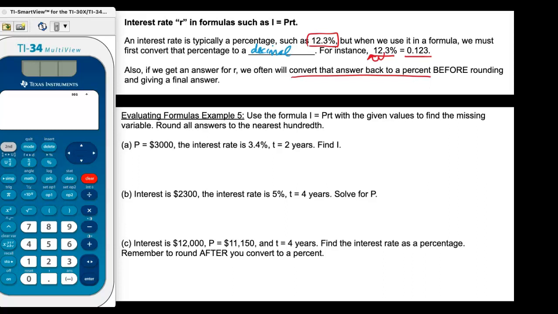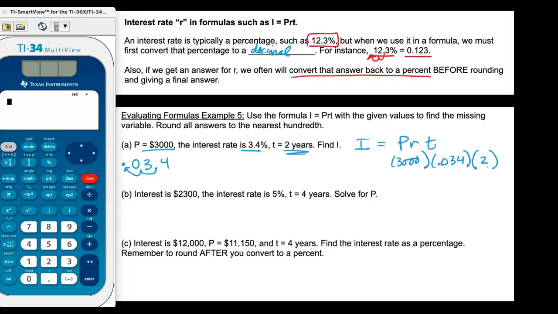So in A, I'm going to start just by writing down the formula. So I equals P times R times T, and I'm going to plug in what I know. So my principal is $3,000. And the interest rate is 3.4%. So I'm going to just write that down and move that decimal 2 places to the left and put a 0 in for a placeholder. And that gives me 0.034. And my time is in years, so I don't have to do any converting there.